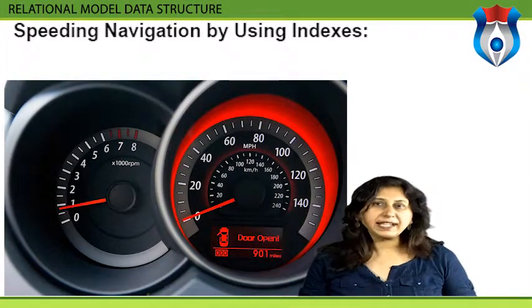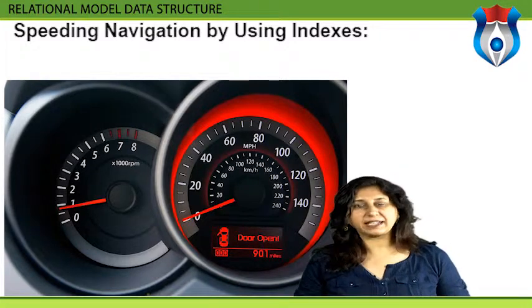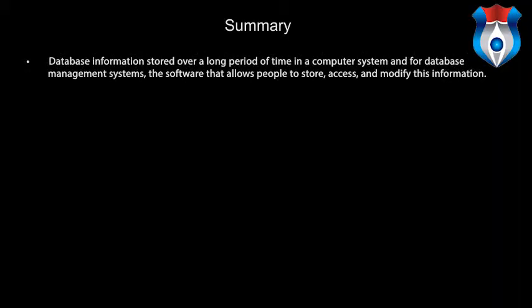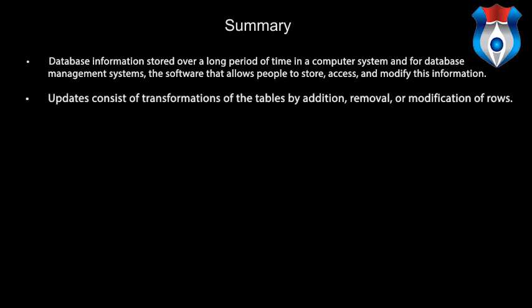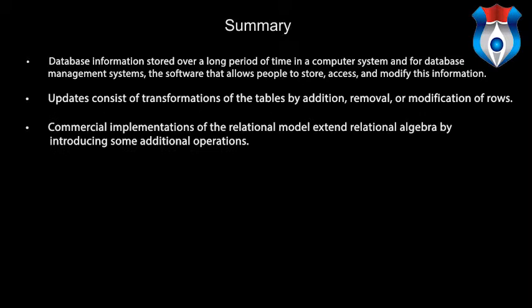Summary. Now in the end, let us summarize what we have learnt in this lecture. Database is information stored over a long period of time in a computer system, and database management systems are the software that allows people to store, access and modify this information. Updates consist of transformations of the tables by addition, removal or modification of rows. Commercial implementations of the relational model extend relational algebra by introducing some additional operations.